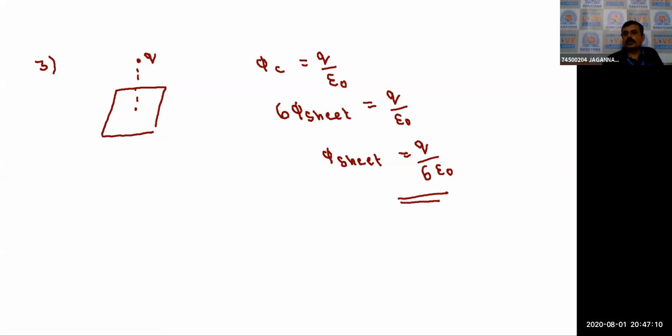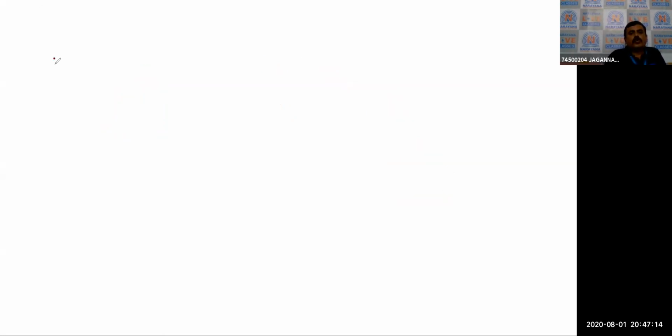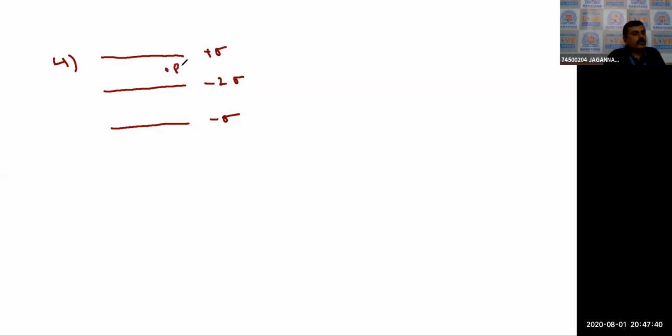Sorry, this was question number 3. Now question number 4. Three plane sheets are given: this is minus sigma, this is minus 2 sigma, and this is plus sigma. What is the electric field at the point P? This is the question.